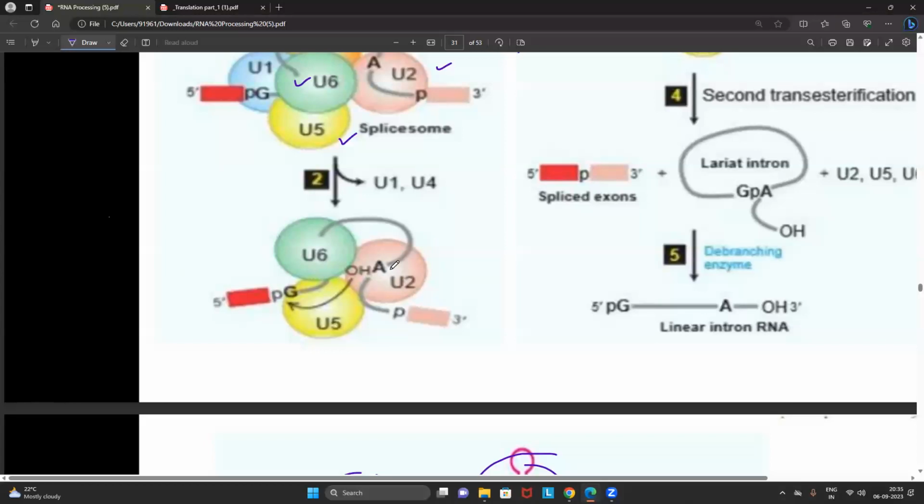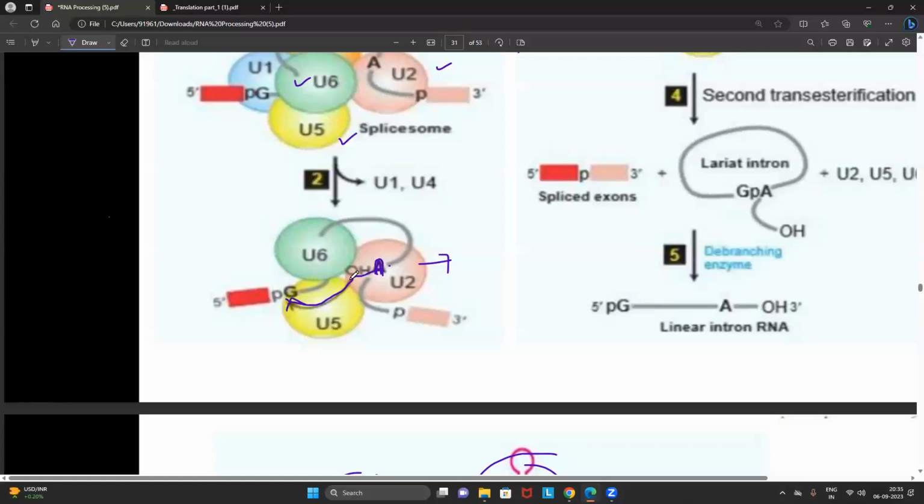Look into the picture. Where does U2 attach? You can see, right? U2 attaches exactly near the branch point. Now what's happening? This particular U2 will push the branch point towards the 5' splice site. See the arrow. U2 will push the branch point towards the 5' splice site.